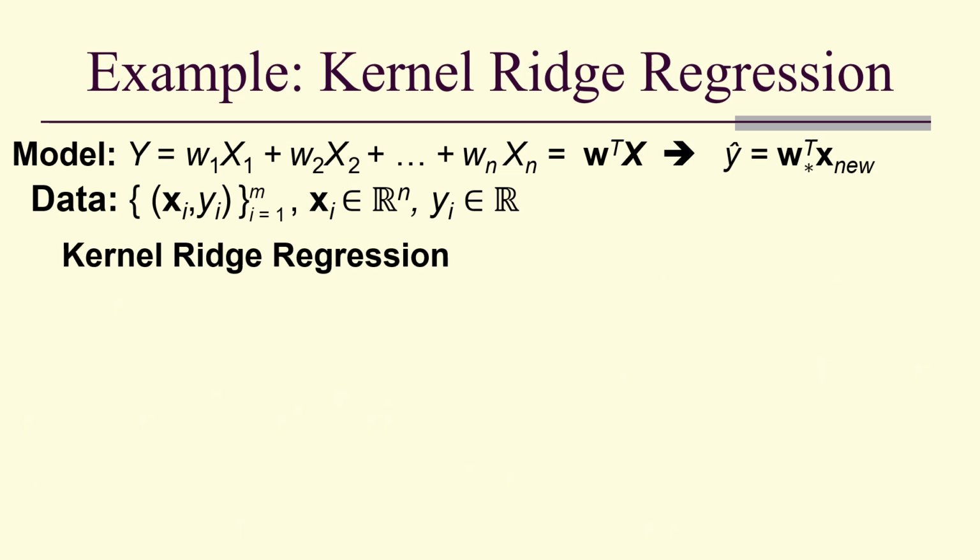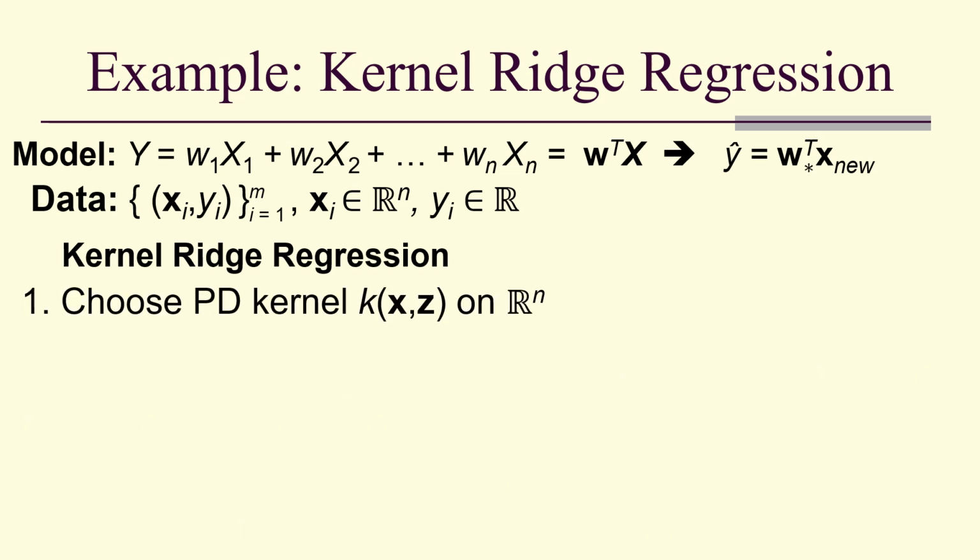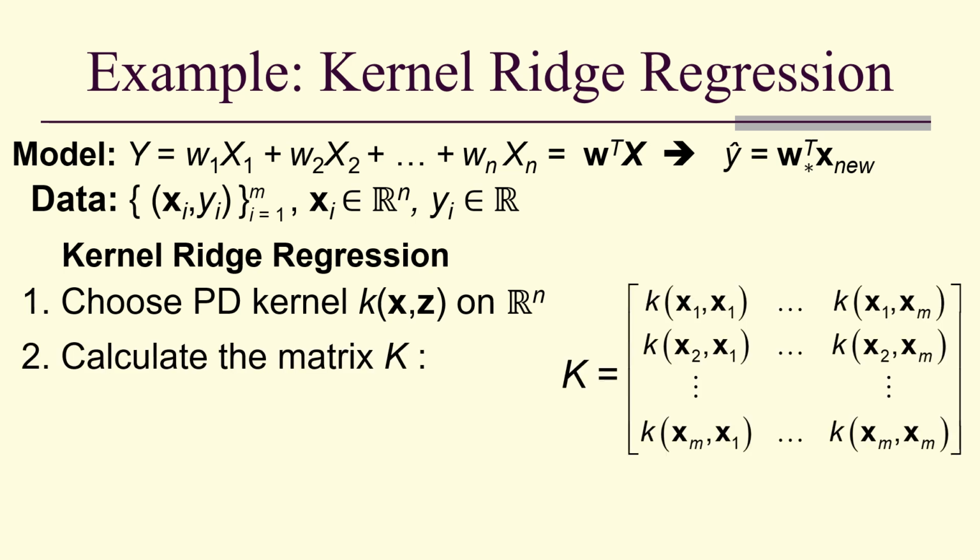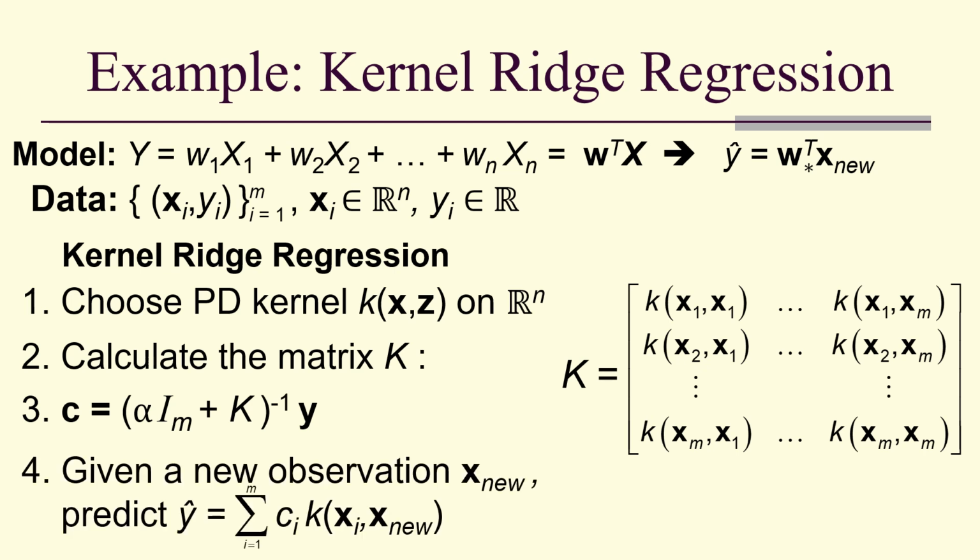So kernel ridge regression is where we choose our positive definite kernel, k of x, z, on R^n. We calculate this matrix K on the data, the feature observations. Then we calculate our C's by taking alpha I sub m plus K, inverting that quantity, and applying it to the y. And then given a new observation, we use a linear combination of kernels of the x sub i's with the new observation to get our prediction.